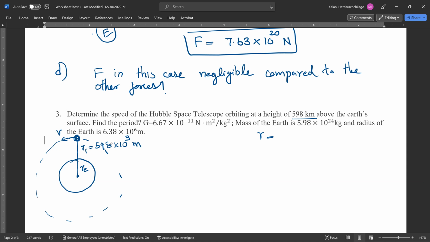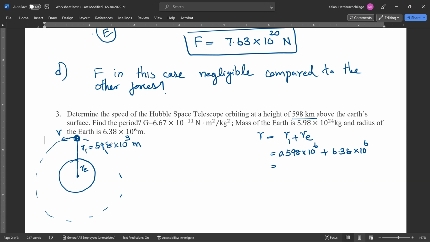Now centripetal acceleration will happen on this circle. Because of that, the R I need is R1 plus RE, right? Let's do that first. R1 is 0.98 times 10 to the 6. I can bring the decimal place into 6. And RE is 6.38 times 10 to the power 6.